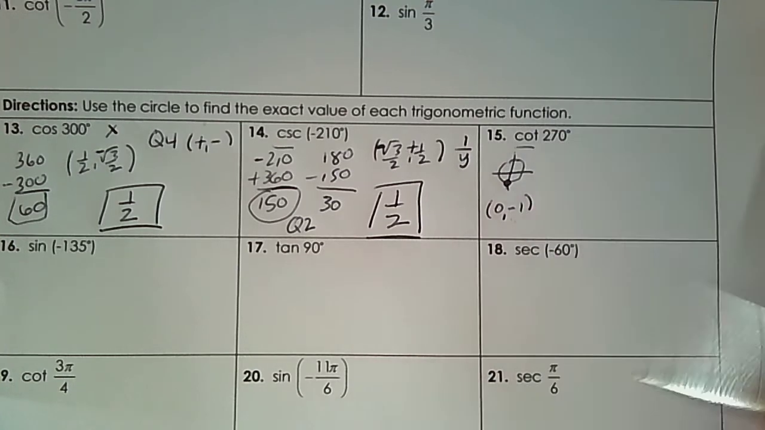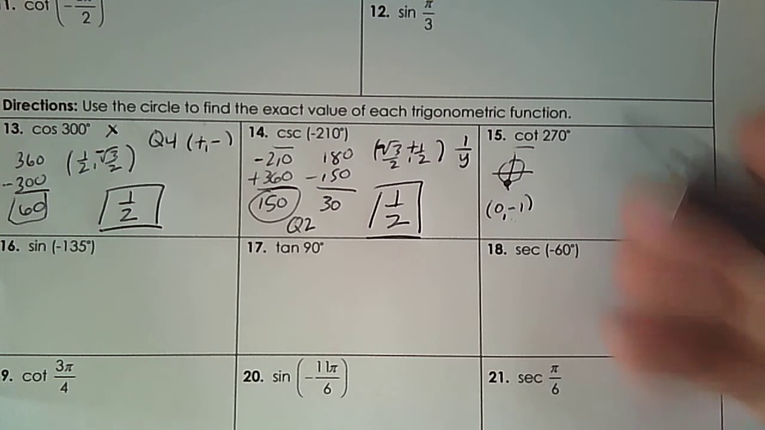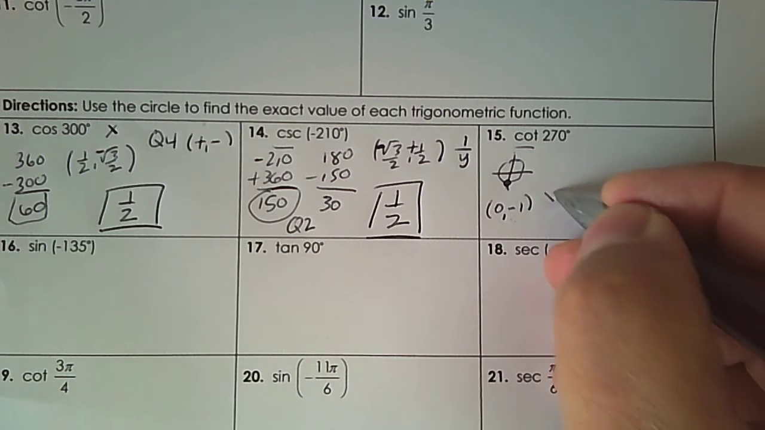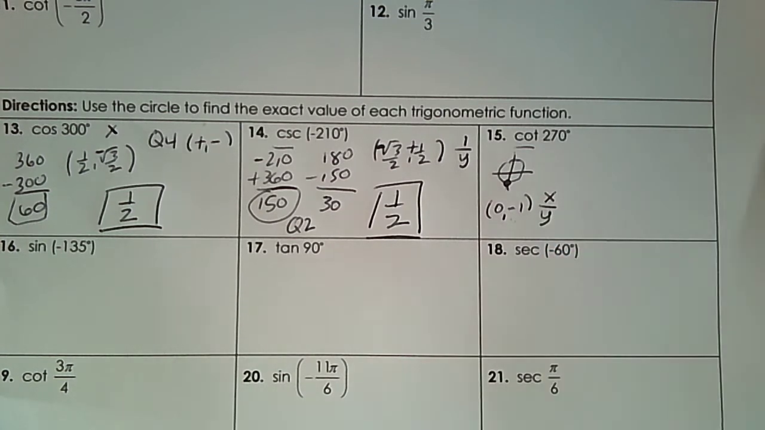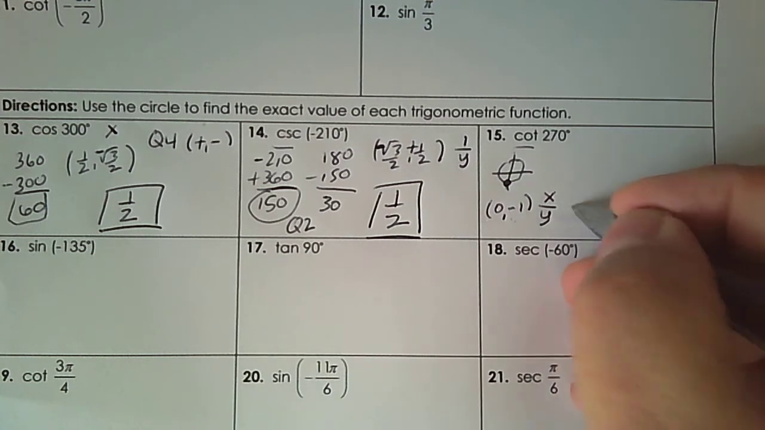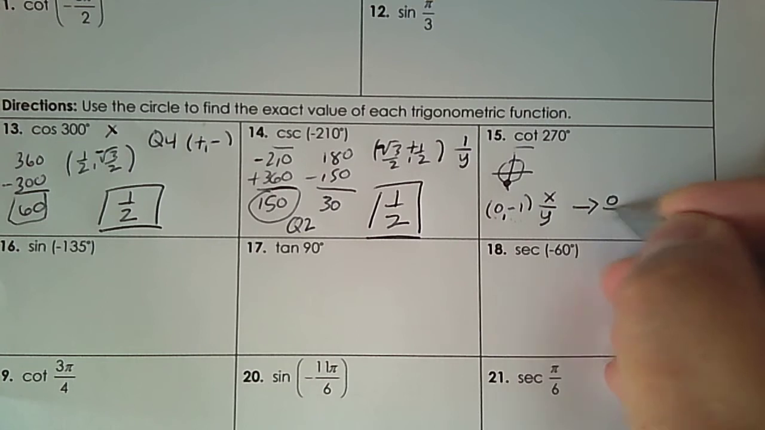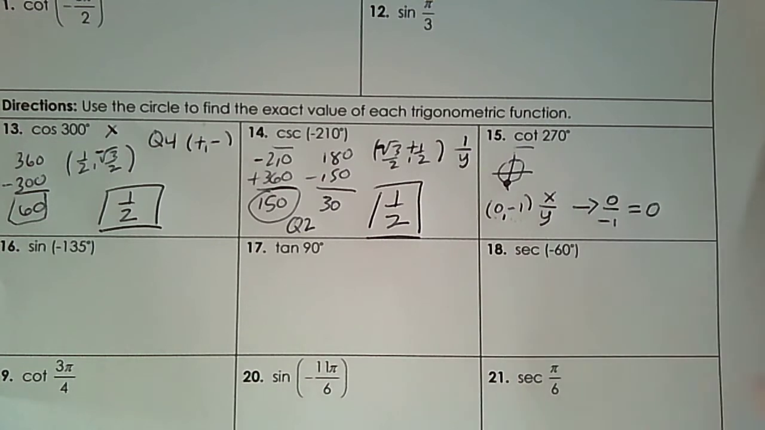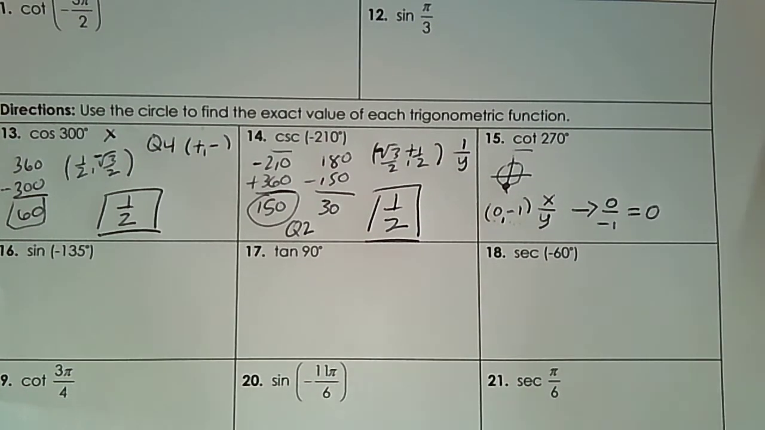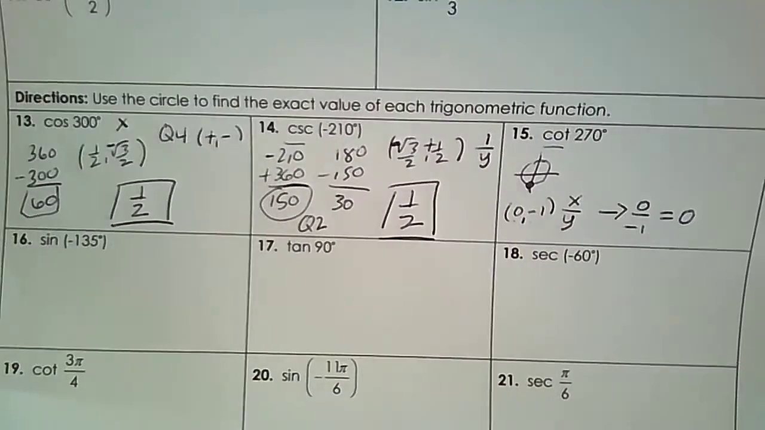What's the definition of cotangent? It's the reciprocal of tangent. Tangent was y over x, so cotangent is x over y. Now we have our answer. x divided by y, that's 0 divided by negative 1, and that answer is 0. 0 on top, good. 0 on the bottom, bad.